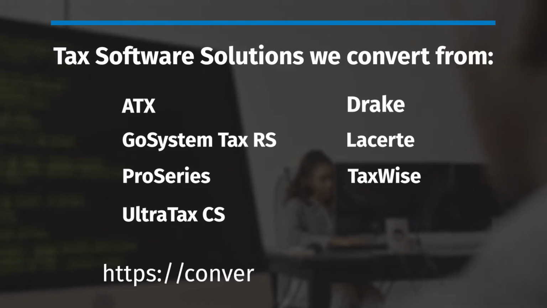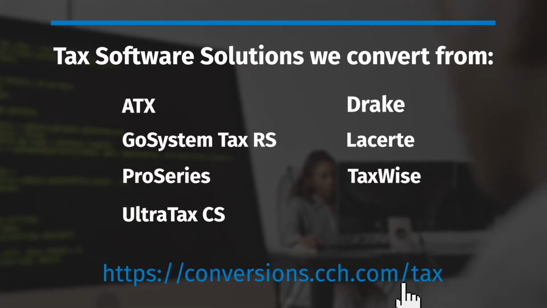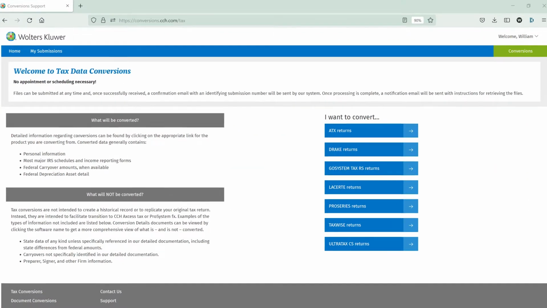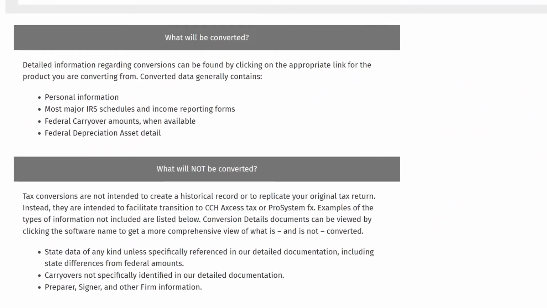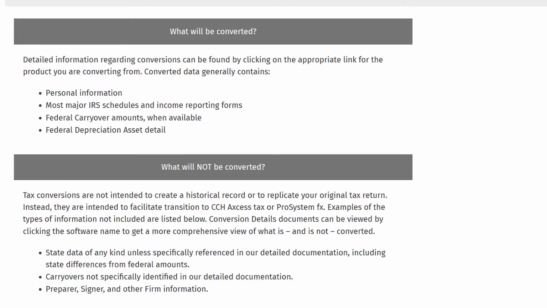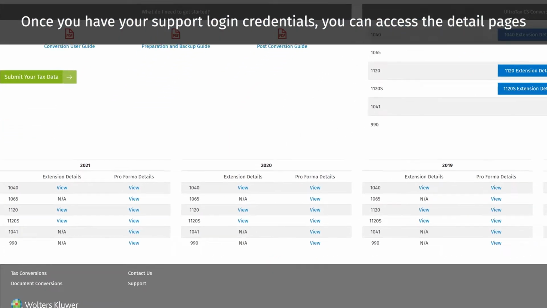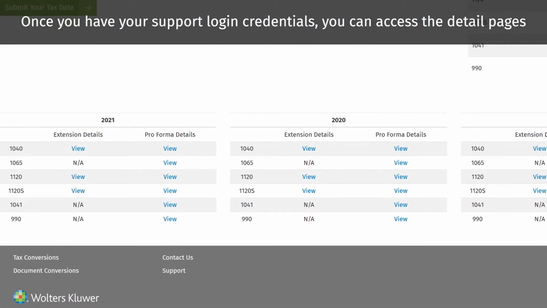Your central resource to learn all the details about the tax conversion for your specific vendor is our tax conversions website. The homepage provides general information about what will and will not convert. Because conversions are from one computer program to another, not every piece of data can be converted. The links take you to your specific vendor's details page, where conversion details by return type for the current tax year and the prior 3 years can be found.